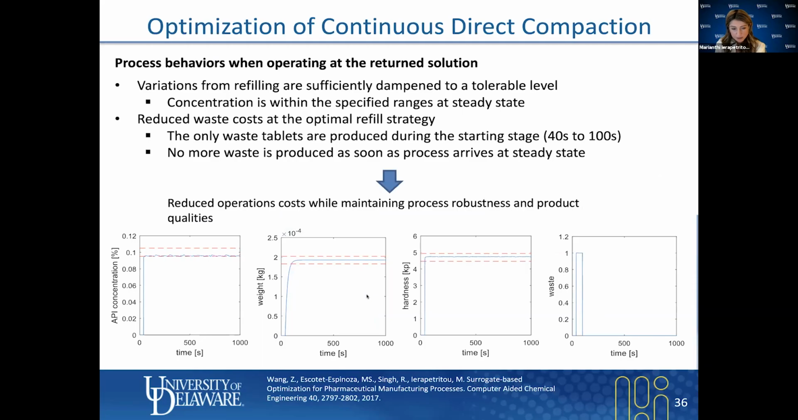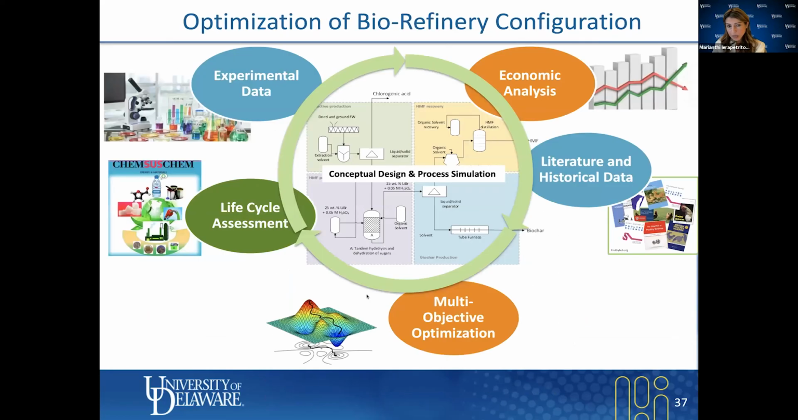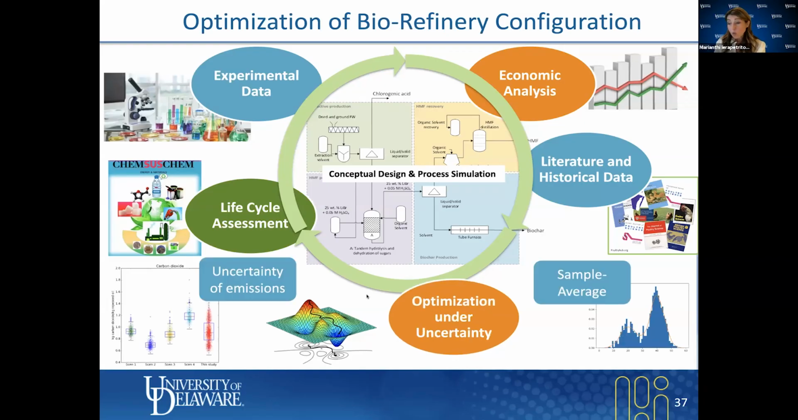But what is more interesting is that we're also able to capture the reduced cost while maintaining process robustness and product quality. The final example comes from the area of sustainability. Since I promised that I'm going to use some of those, all the different areas that we're working on, this figure shows that this is a complicated problem. We have experimental data working with our collaborators, and we're trying to build the flow sheet models that produce the final products.